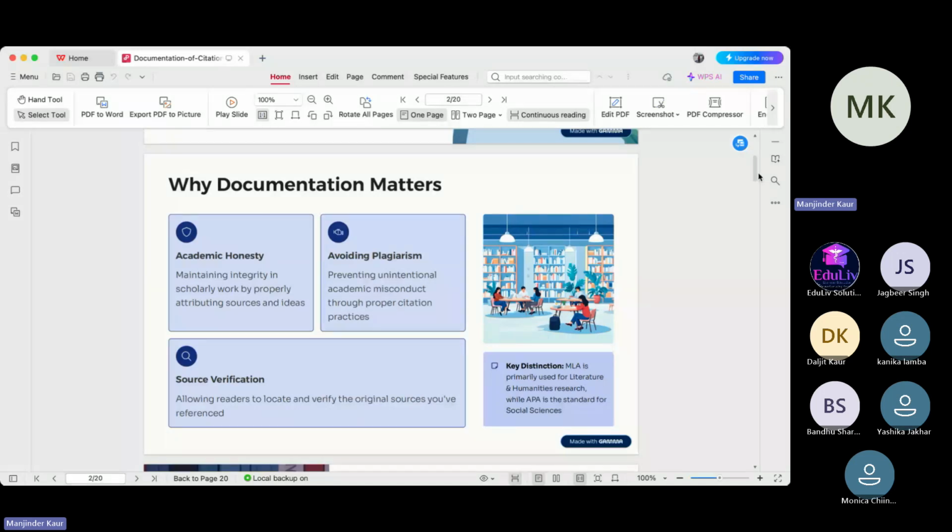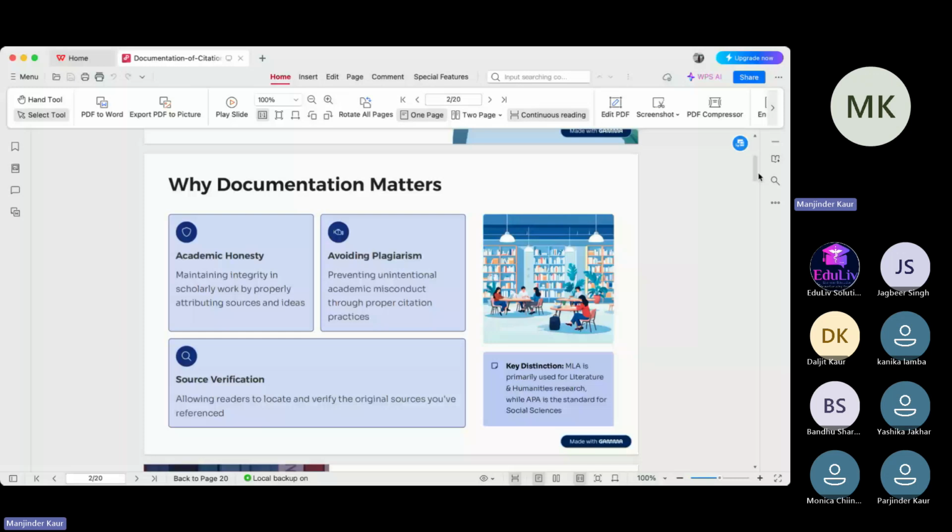The first thing is that we maintain academic honesty. As I've already stated, we are being very truthful in our research. We do not present other persons, other scholars, theorists, authors, writers, research as our own. So academic honesty, maintaining integrity in scholarly work by properly attributing sources and ideas.